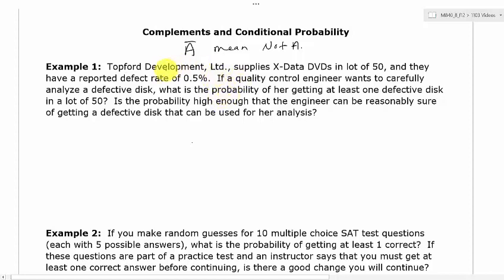In this first example, Topford Development Limited supplies X data DVDs in lots of 50, and they have a reported defective rate of 0.5%. If a quality control engineer wants to carefully analyze a defective disk, what is the probability of her getting at least one defective disk in a lot of 50? Is the probability high enough that the engineer can be reasonably sure of getting a defective disk that can be used for her analysis?